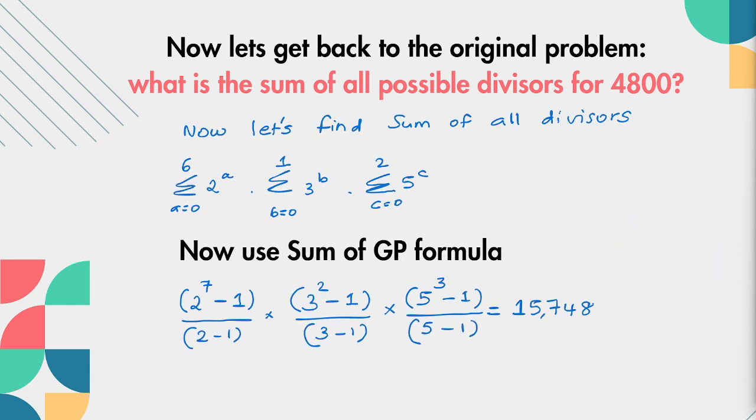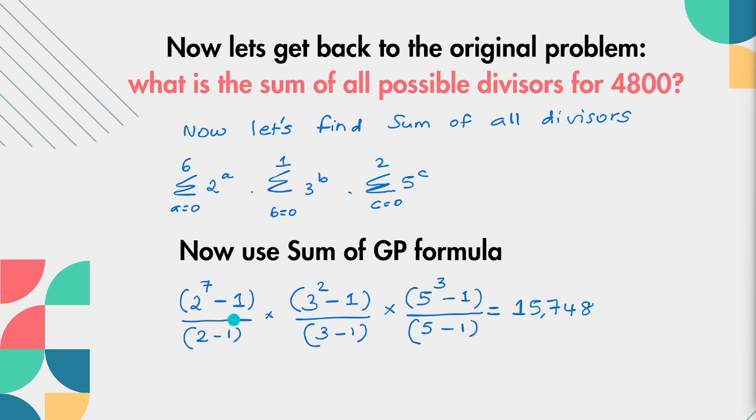Now let's find the sum of all divisors. So what we do is we use the geometric progression formula. So 2 to the power of 7 minus 1 over 2 minus 1, times 3 to the power of 2 minus 1 over 3 minus 1, times 5 to the power of 3 minus 1 over 5 minus 1. And in this scenario, we're basically taking r as this number, the number here, the number here, and the number here. So 2, 3, and 5 for each of the geometric progressions.